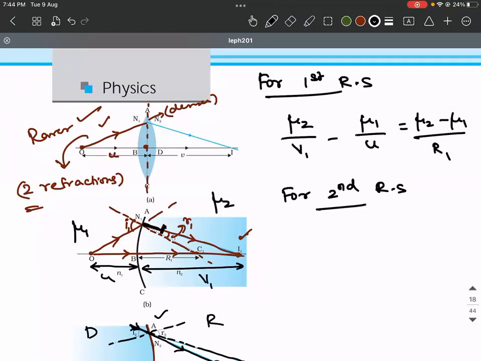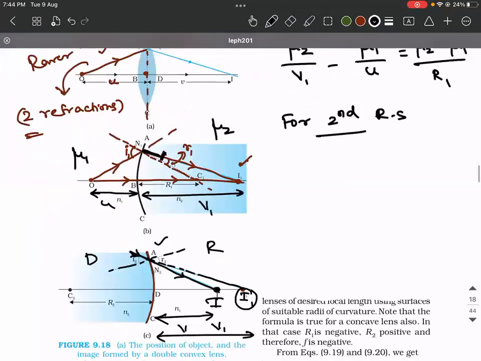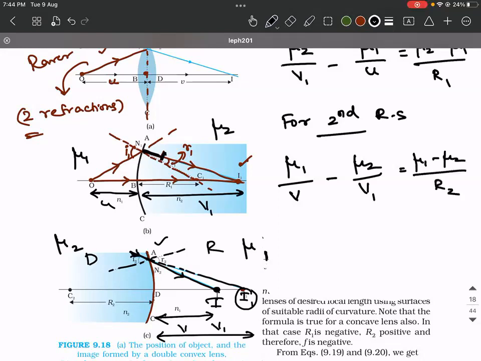For the second refracting surface, mu1 is the medium where the final image is formed. So mu2 will be replaced with mu1 divided by v, where the final image is formed at a distance v, minus mu2 divided by v1, where the object is. So mu1 divided by v minus mu2 divided by v1 is equal to mu1 minus mu2 divided by r2.